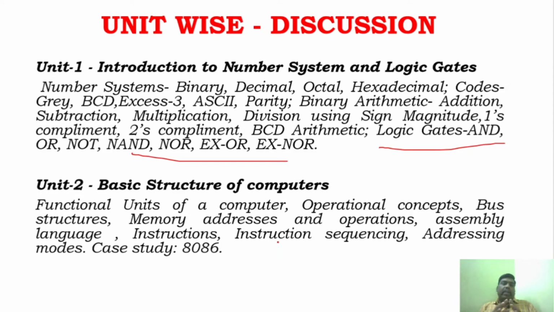Even in unit 2, you don't have a direct 12-mark or 8-mark question, except instruction formats as well as addressing modes. Apart from that, no questions can be asked in direct 12 marks or 8 marks. And questions like functional units, operational concepts, bus structures are once again just a diagram and explanation. So one of the easiest units is unit 2.